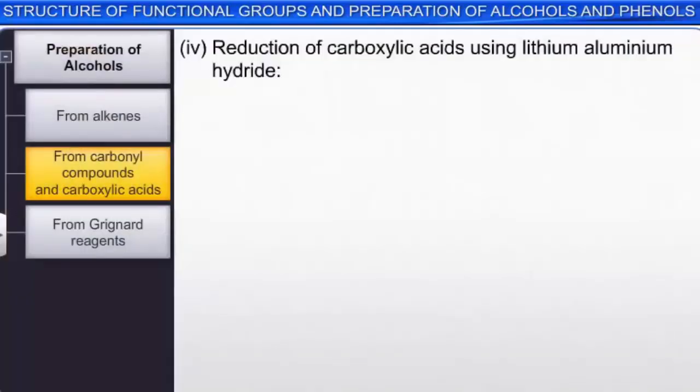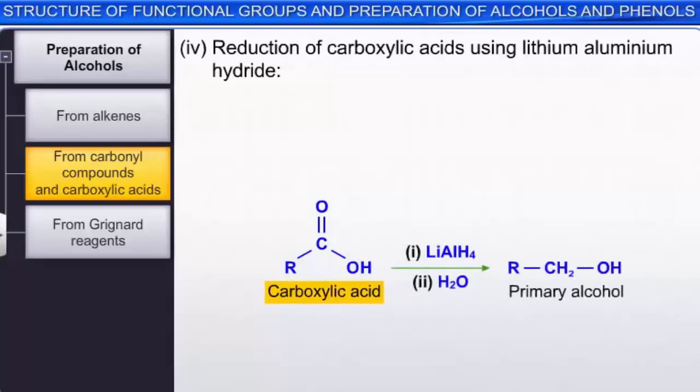The fourth route for alcohol preparation involves the reduction of carboxylic acids using lithium aluminium hydride. Carboxylic acids are very difficult to reduce, so this process requires a very strong reducing agent, lithium aluminium hydride. The overall reaction given here shows that carboxylic acids can be reduced to primary alcohols. This is actually a two-step process. First, treatment with lithium aluminium hydride, followed by the reaction with water. Lithium aluminium hydride is very expensive, so the use of this reaction is somewhat limited.